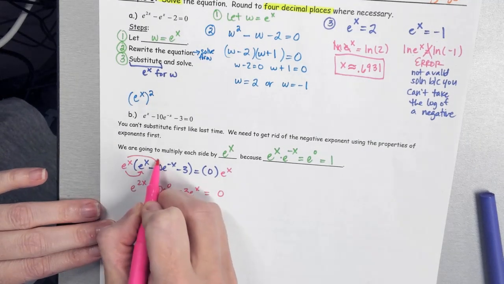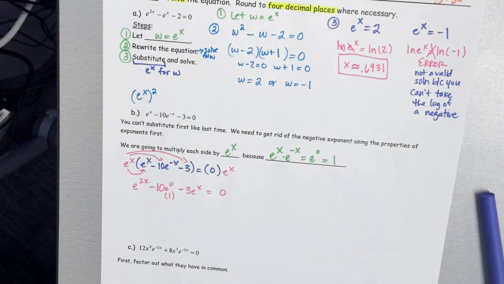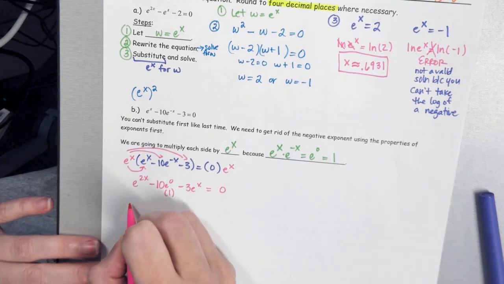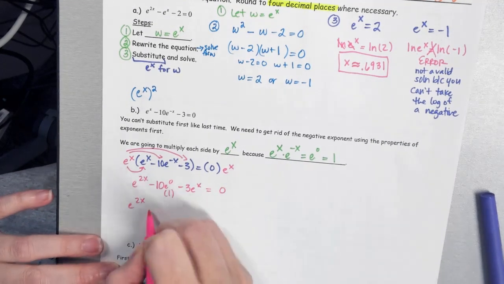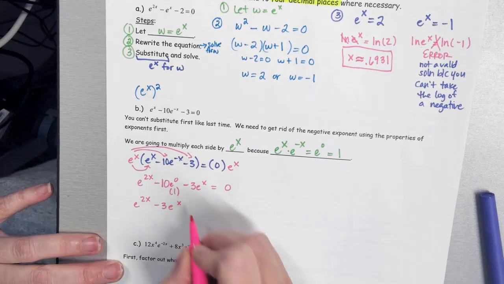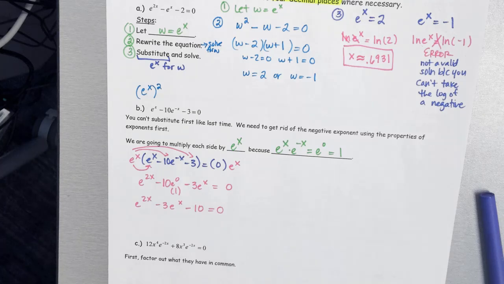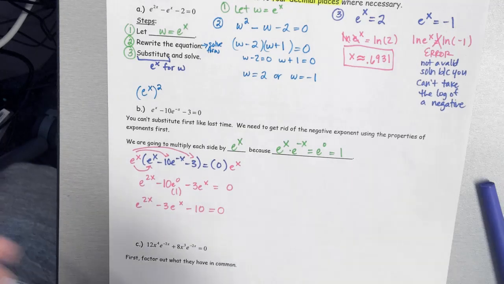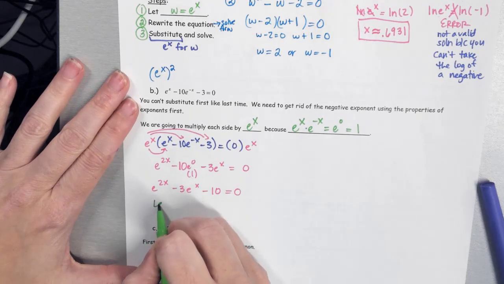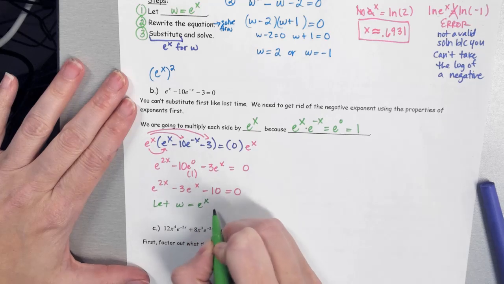Okay, so we distribute to everything. And now we're just going to rearrange it. So now what we can do is we have e to the 2x first, then we'll have negative 3 e to the x, and then what's negative 10 times 1? Negative 10, and now we can do what we did in the first one. Okay, so again, you declare that w will equal e to the x.